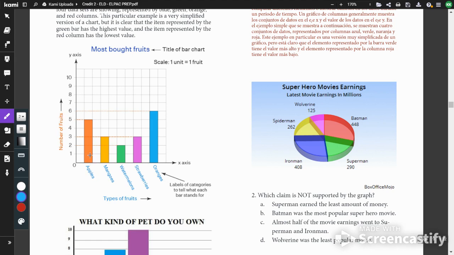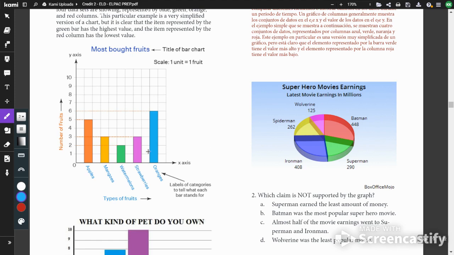So for apples, 5 apples were bought. Right here for mangoes, we can see 3 mangoes were bought. Watermelons, 2 were bought. Strawberries, 3 were bought. And oranges, 6 were bought. So if I asked you which fruit was sold the most, or which fruit was bought the most, you would answer oranges, because there were 6 of them bought.